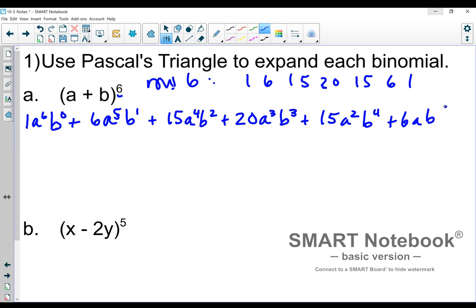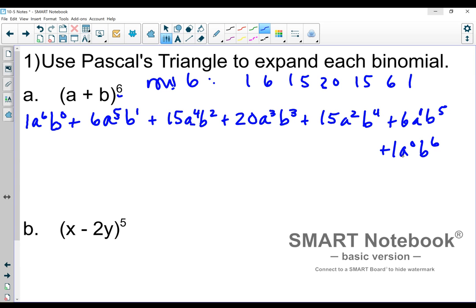6ab to the fifth. And then my last term, which I'm going to have to squeeze onto the next line, would be a to the 0th. This one was first. Maybe I should have that one there for now. And then b to the 6th. So obviously there's some stuff to simplify here, right? Every time I have a 0 power, it's just equal to 1. So I don't really need that 1a to the 6th, b to the 0. So I have a to the 6th.